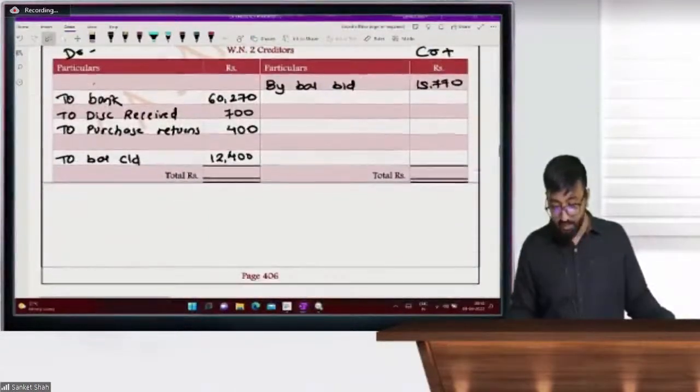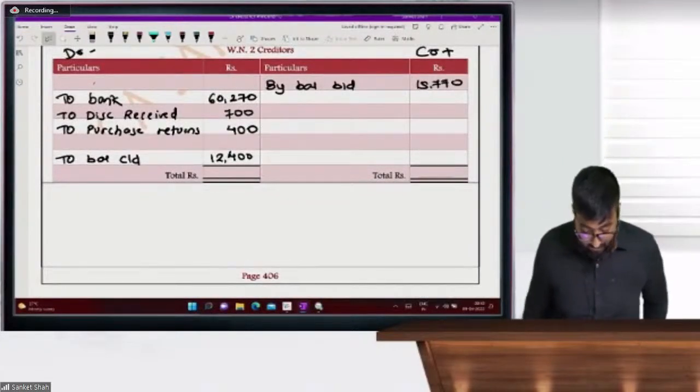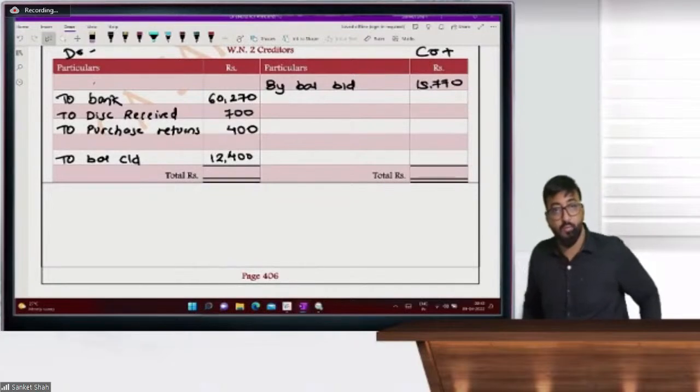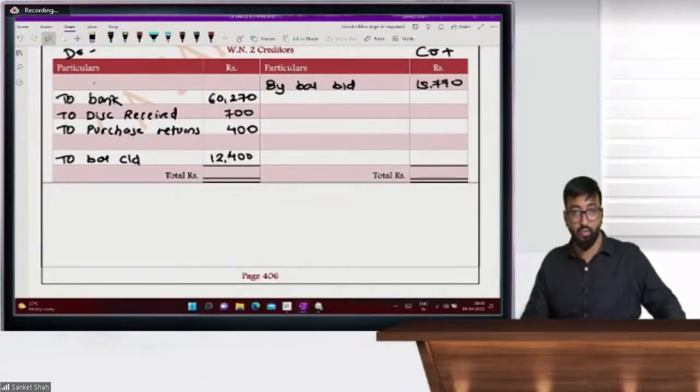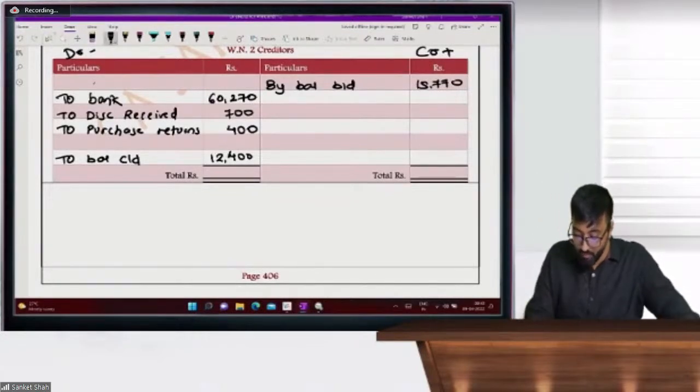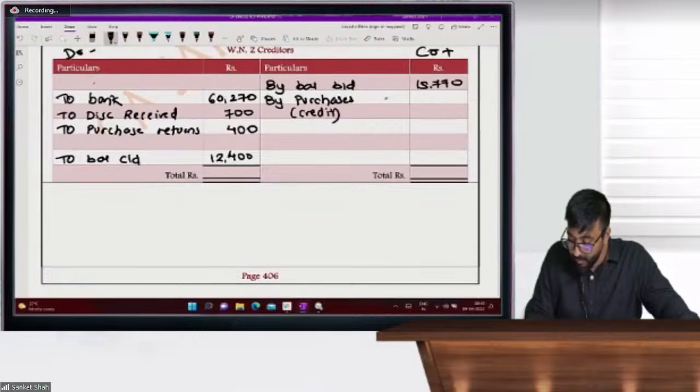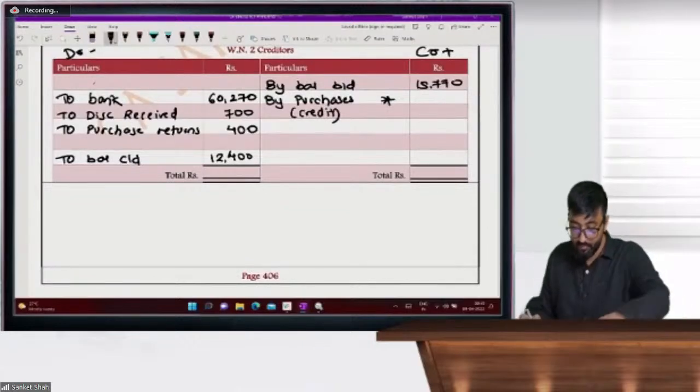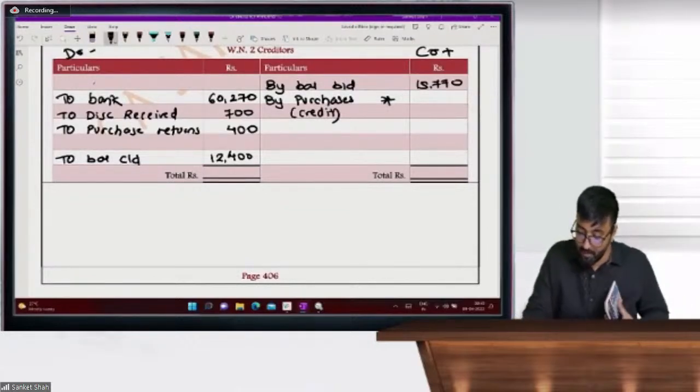Creditors. Yes, Pratham, apply your common sense and tell me what is the balancing figure of this question. Tell me the particulars, don't tell me amounts. Very good. So by purchases in bracket credit, star mark. So this is the first closing. At number 1 you closed this. Write down the numberings.